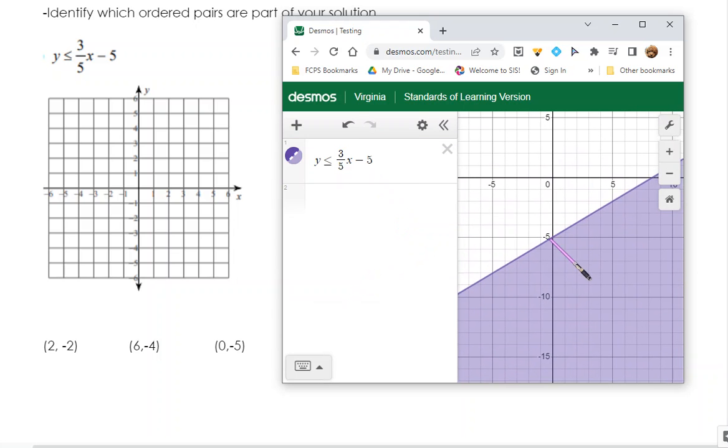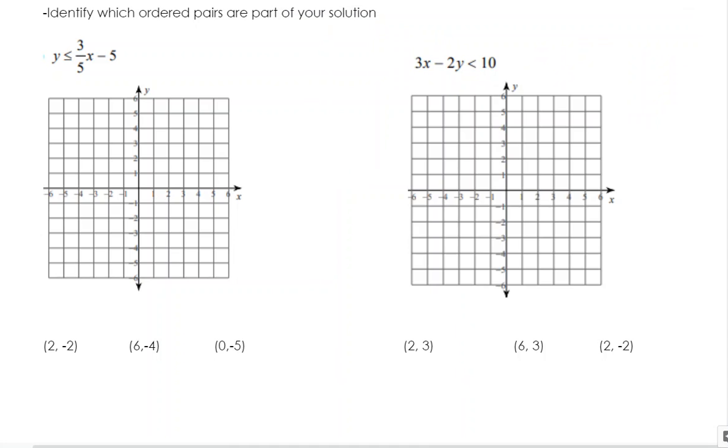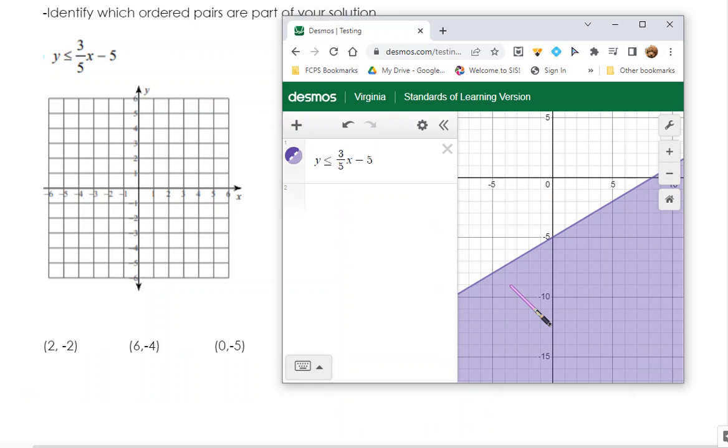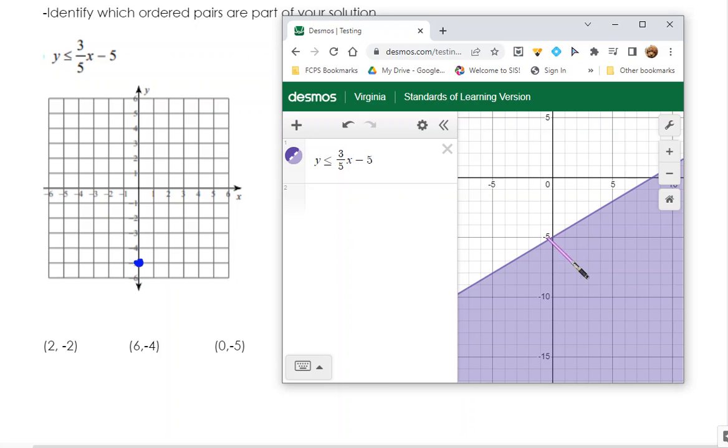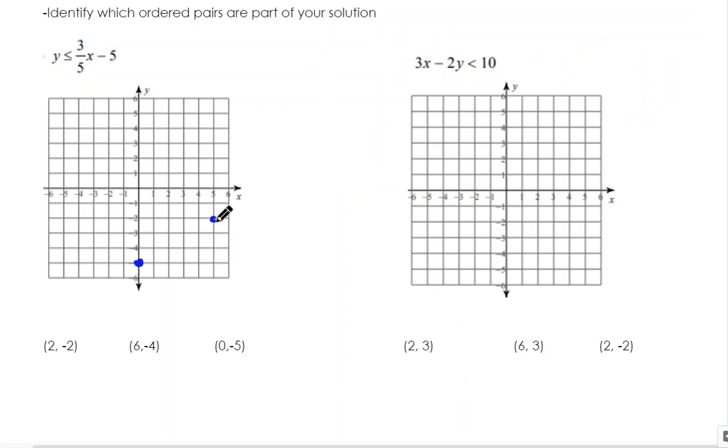All right, so I can see my graph here. It's at -5. So let's go ahead and graph it and copy it over. My y-intercept's at -5, which is here. And then it says my slope is 3/5, right? So that means I go up 3, 1, 2, 3, over 5: 1, 2, 3, 4, 5.